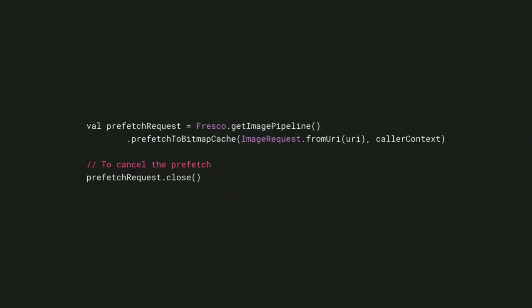Also, if you have, for example, a scrolling list, and you scroll fast and the image goes out of the viewport again, you can then cancel the prefetch because you're likely not to need that image anymore. So this is one of the things that you can build into your UI components in whatever way you want.